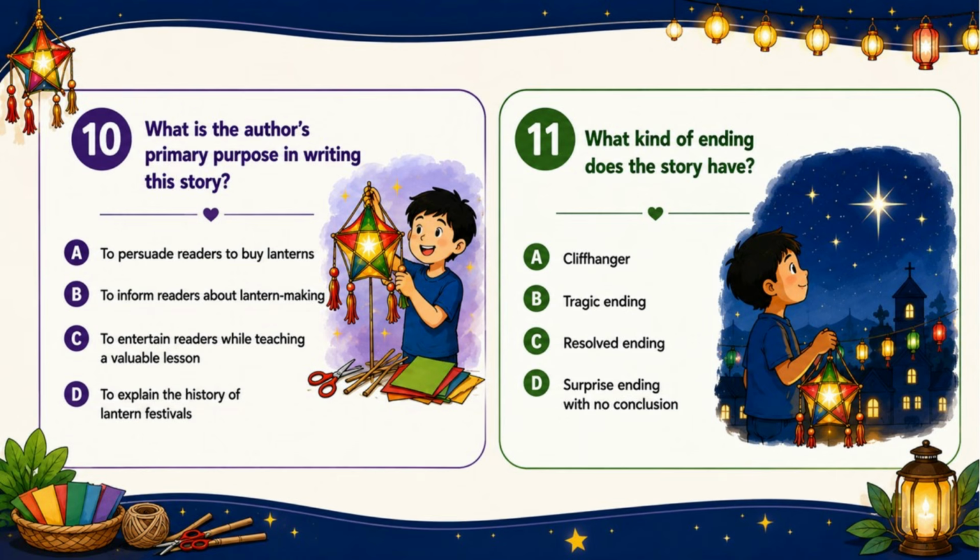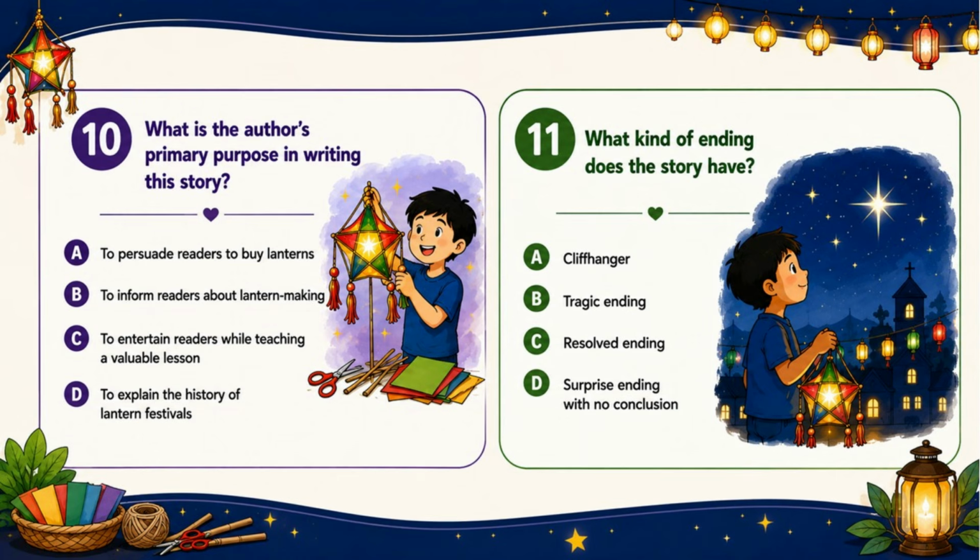Number 10. What is the author's primary purpose in writing this story? A. To persuade readers to buy lanterns. B. To inform readers about lantern making. C. To entertain readers while teaching a valuable lesson. D. To explain the history of lantern festivals.